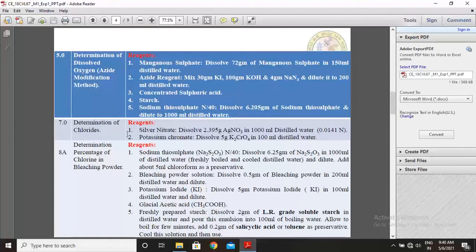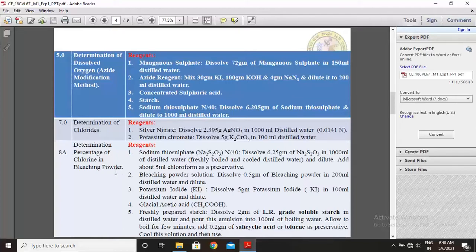Next experiment is determination of chlorides. For this experiment, these are the reagents required. Silver nitrate. Dissolve 2.395 gram silver nitrate in 1000 ml distilled water. It becomes 0.0141 normality silver nitrate reagent. Next, potassium chromate reagent. Dissolve 5 gram potassium chromate in 100 ml distilled water. Now it becomes potassium chromate solution after complete dilution.